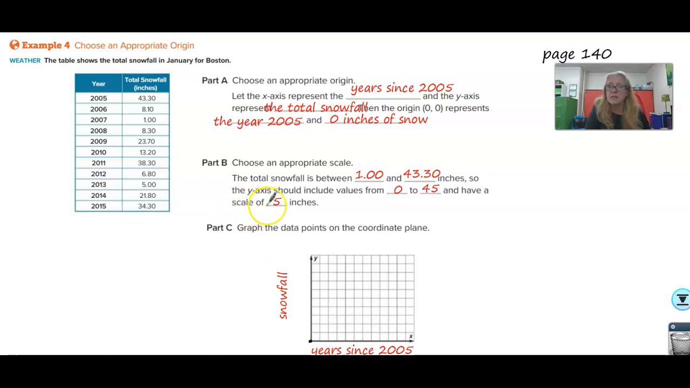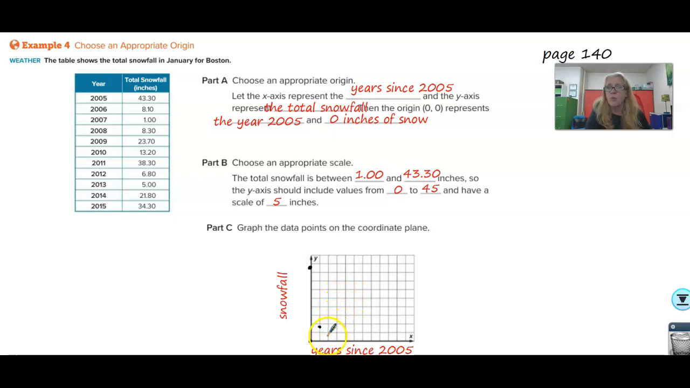Okay, so 2005 would have 43.3. This is 2005, so we'd have 5, 10, 15, 20, 25, 30, 35, 43. Something is going to be like somewhere in here. 2006 has 8.1, so here's 2006, and you would go 5, and then most of the second one, so maybe about here. Oh, I'm not doing all of these.